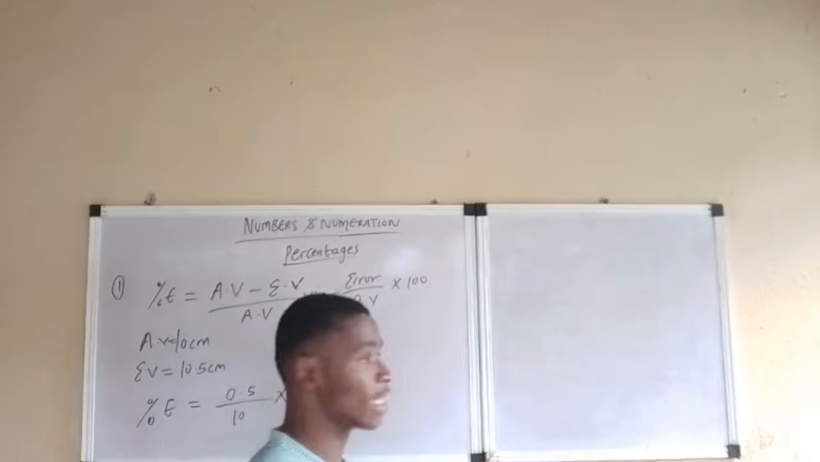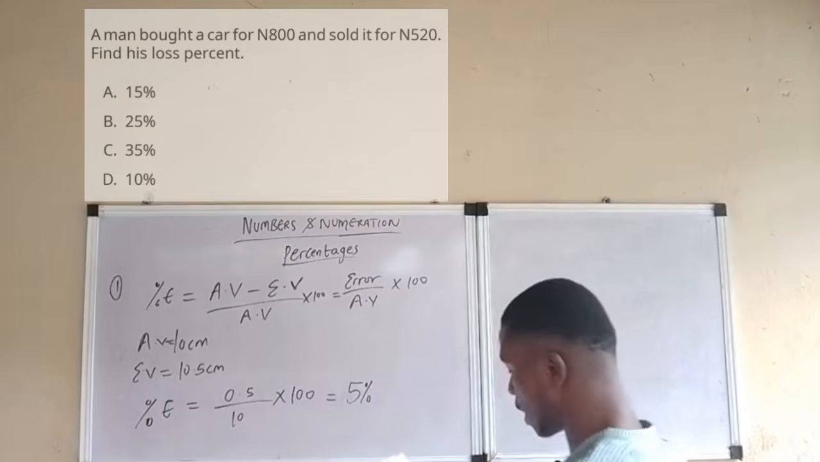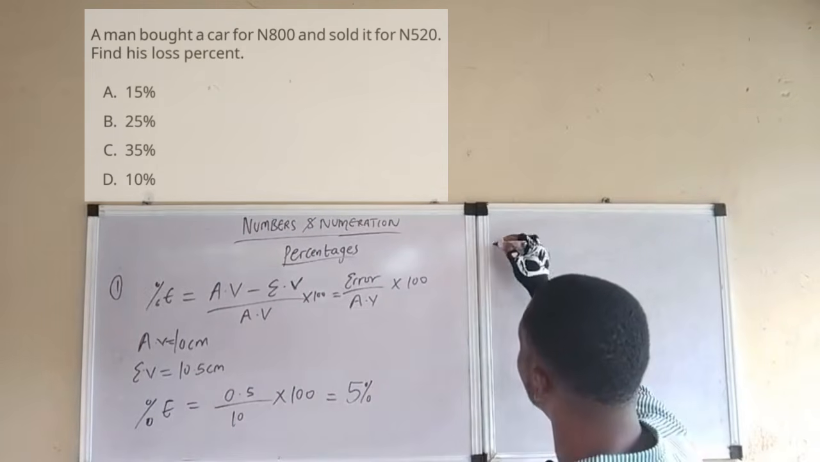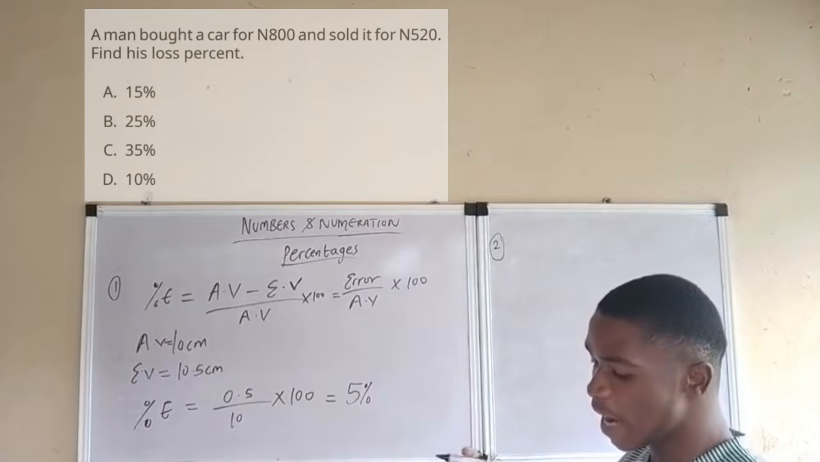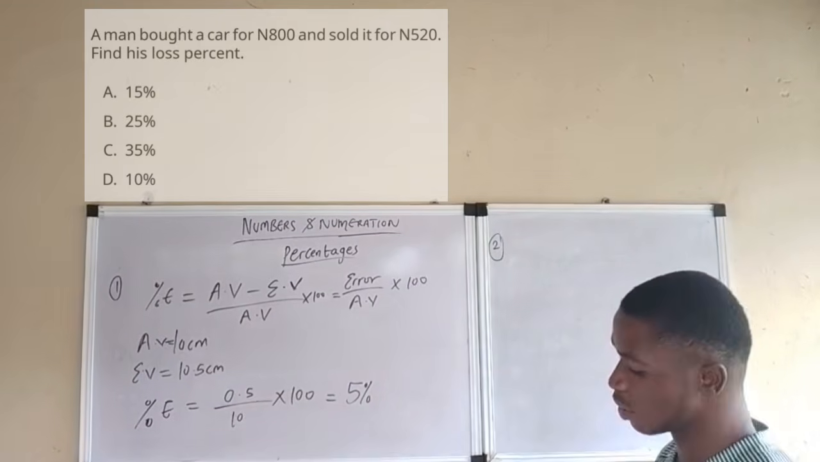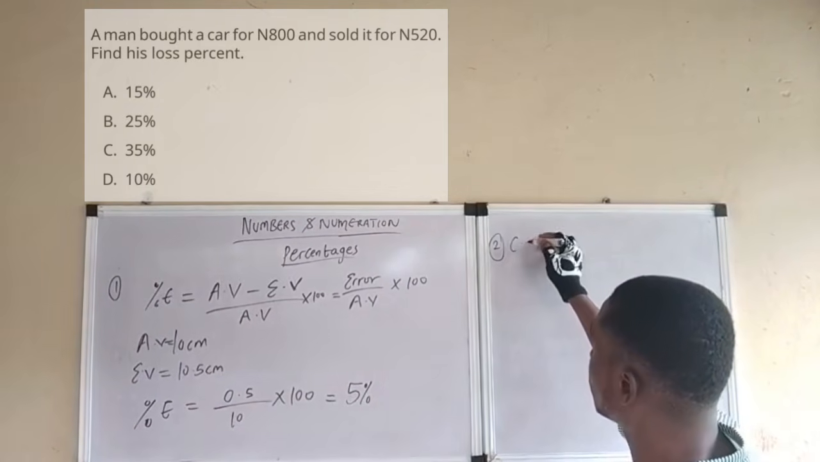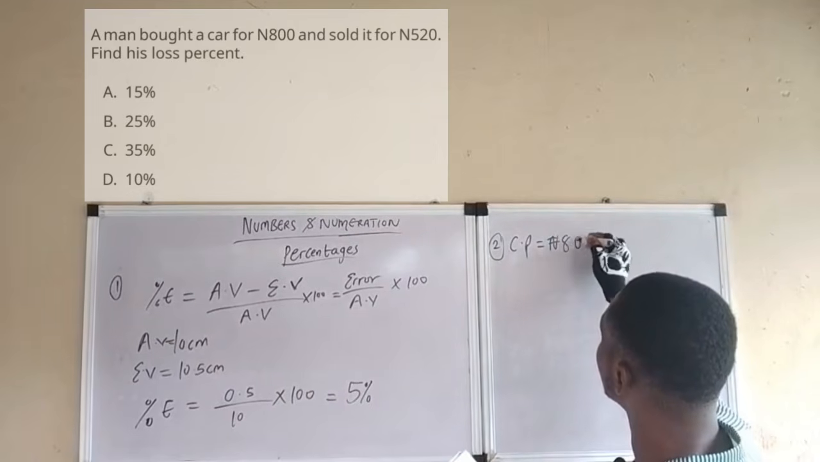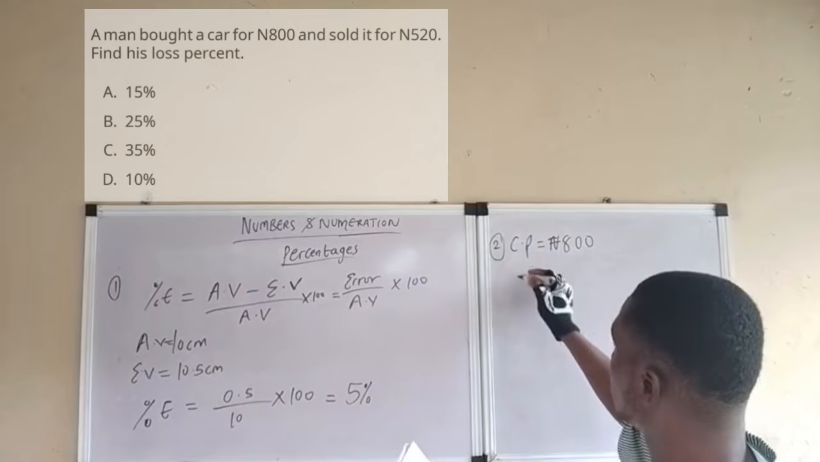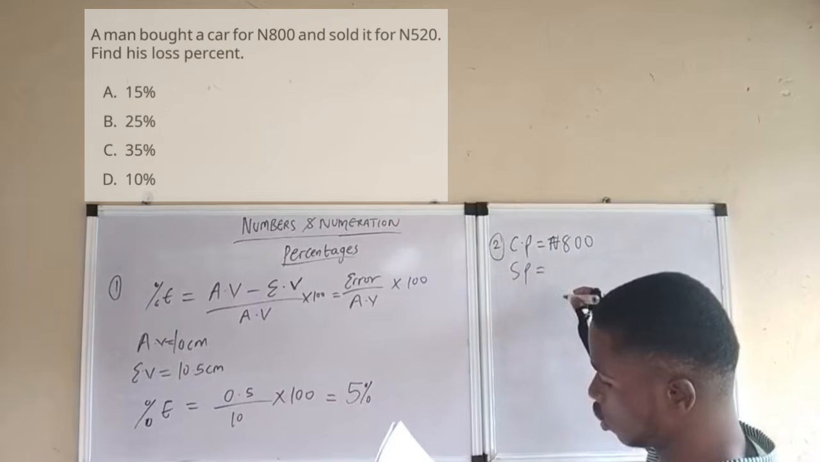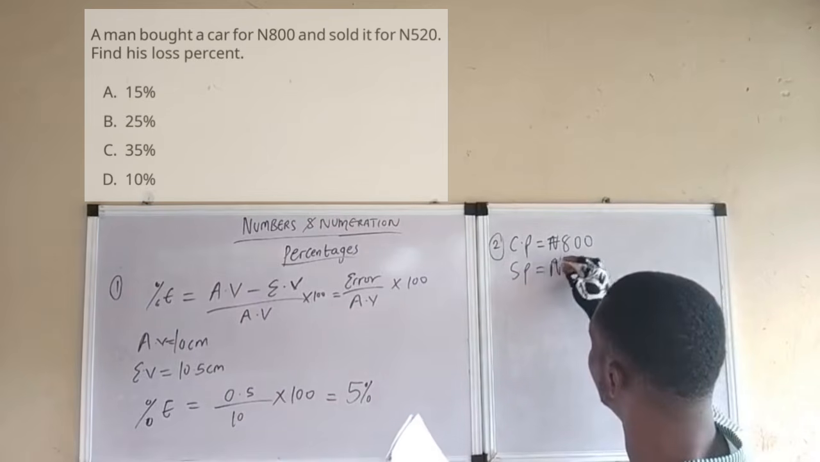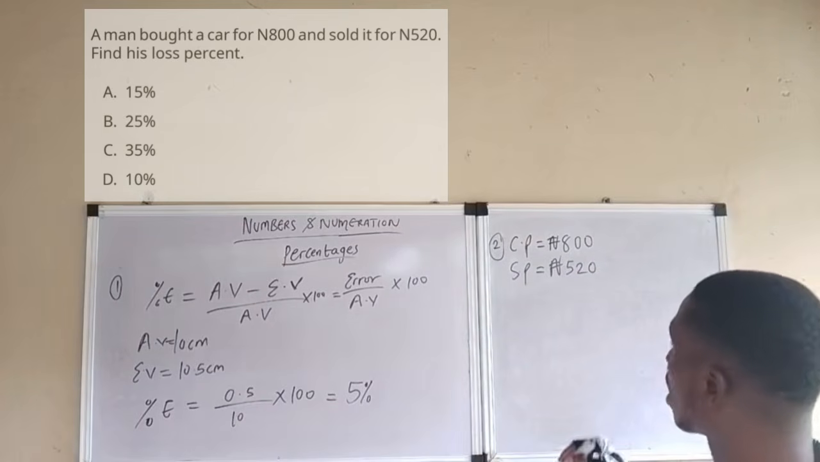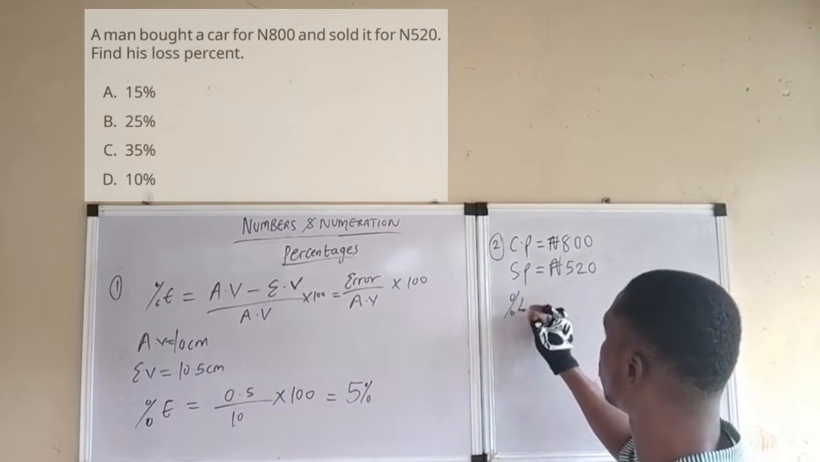Now let's look at another aspect. This aspect has to do with loss percent. All right. So the question says a man bought a car for 800 naira. Now this is the cost price, the price at which he bought the car, 800 naira. And we're told that he sold it, selling price, he sold it for 520 naira. That's definitely a loss. All right. We have to find his percentage loss.